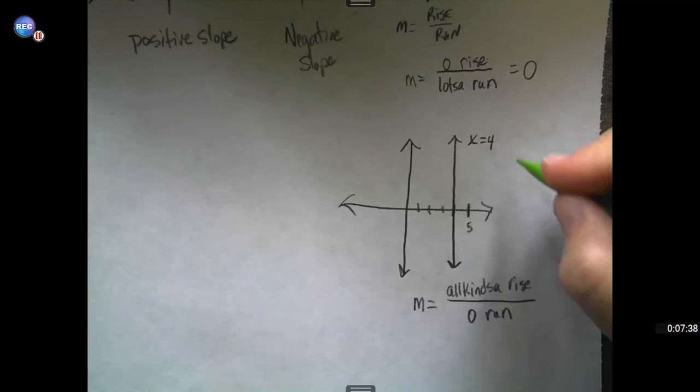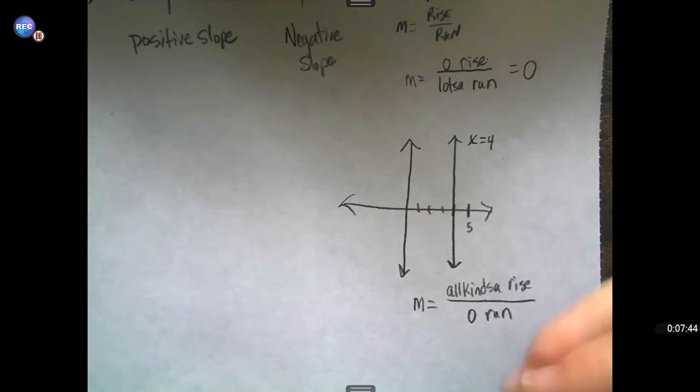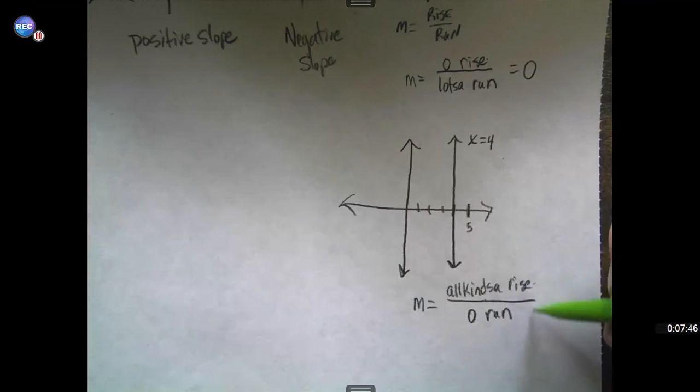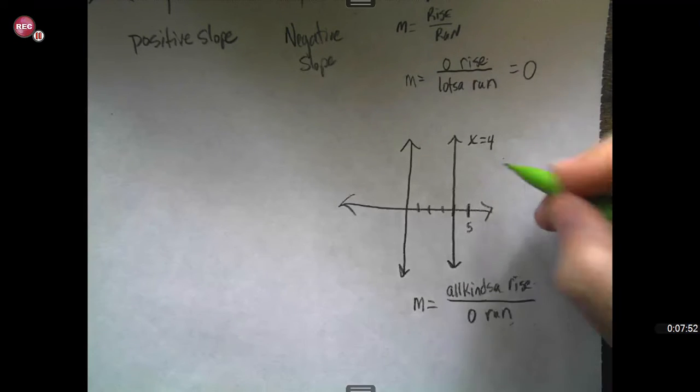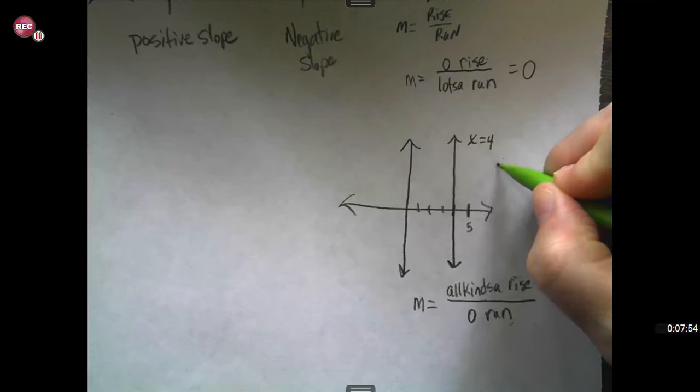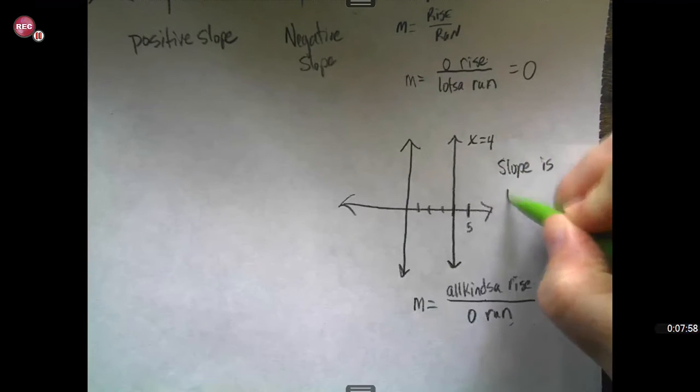The slope of this line doesn't have a numerical value. There's no numerical value that I can assign to 25 over 0 or 5 over 0 or negative 2 over 0. There's no numerical value I can assign to that. So we say that for this line, the slope is undefined.